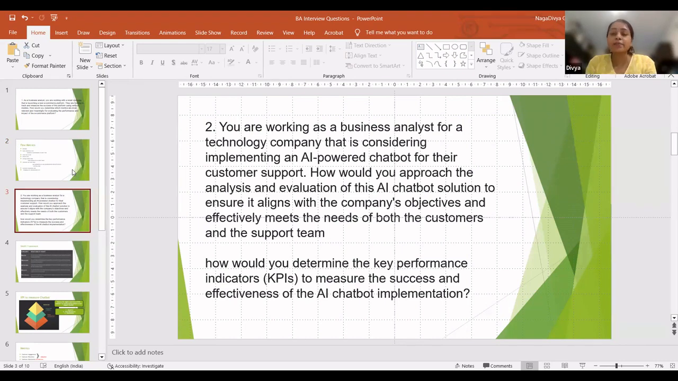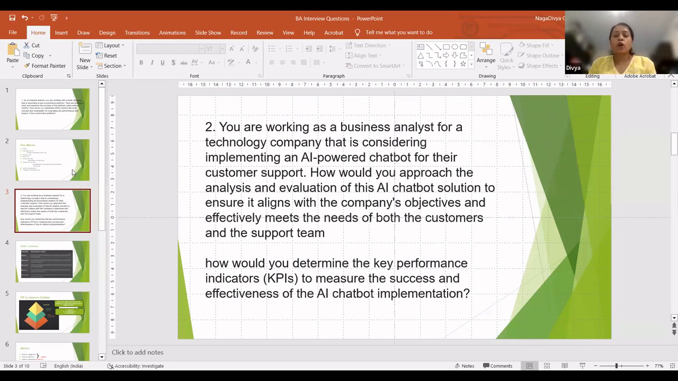So you're working as a business analyst for a technology company that is considering implementing an AI-powered chatbot for their customers. How would you approach the analysis and evaluation of this AI chatbot solution to ensure it aligns with the company's objectives and effectively meets the needs of both customer and support team? How would you determine the key performance indicators to measure the success and effectiveness of AI chatbot implementation?